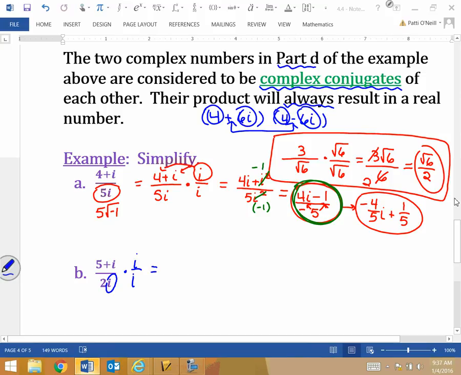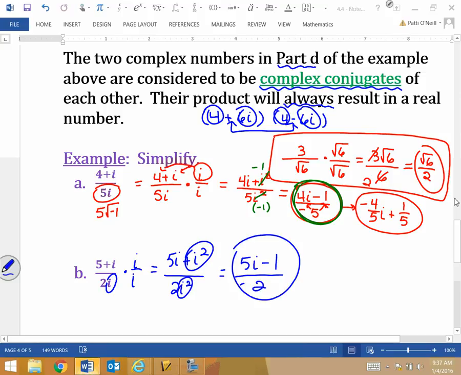When we multiply by i over i, we get 5i plus i squared over 2i squared, which is going to give us 5i minus 1, since this i squared is negative 1, over negative 2, since this i squared is negative 1 and we're multiplying. So that's an acceptable answer for me. Your book, again, may show this as negative 5/2 i plus 1/2. So either of those two forms would be fine with me.